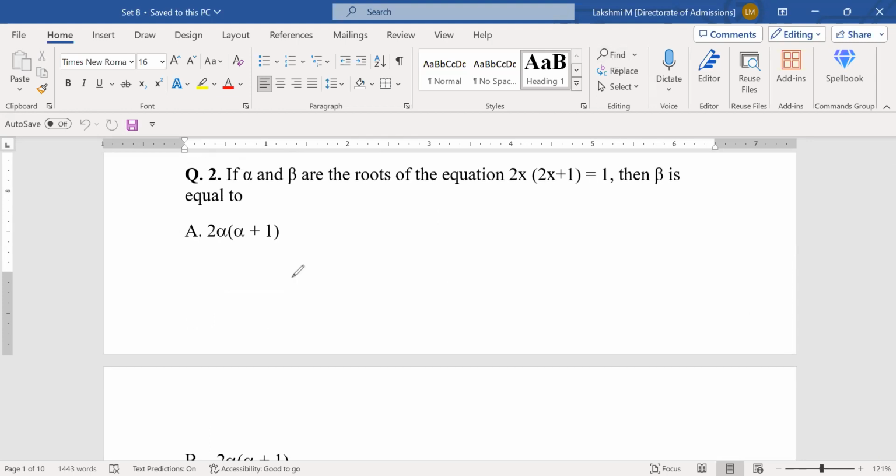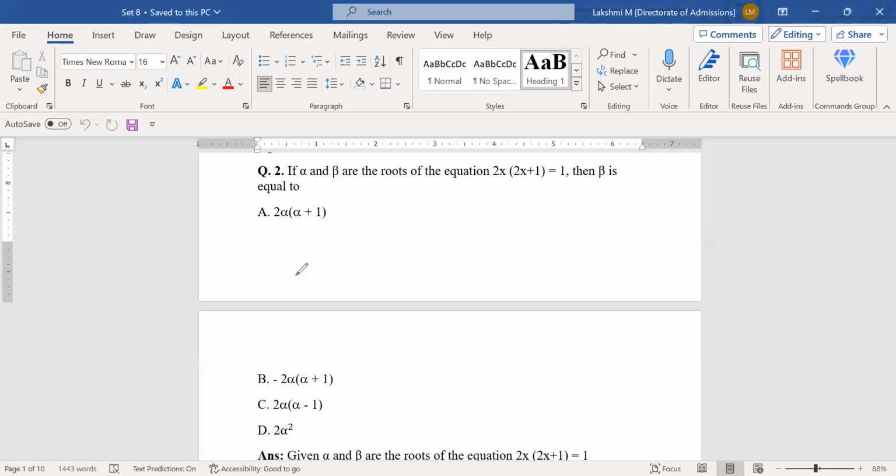So the next question is, if alpha and beta are the roots of the equation 2x into 2x plus 1 equal to 1, then beta is equal to. Alpha and beta are the roots of the equation 2x into 2x plus 1 is equal to 1. Then beta is equal to. I'll just show the options also. The first one is 2 alpha into alpha plus 1, minus 2 alpha into alpha plus 1, 2 alpha into alpha minus 1 and 2 alpha square.